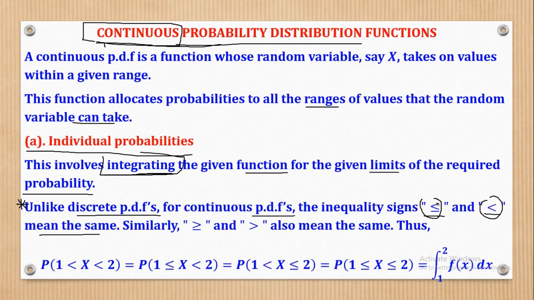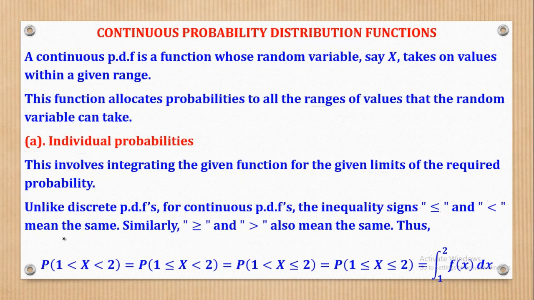That is for discrete. But for continuous, probability of x less than or equal to 3 and probability of x less than 3 all mean the same. The same applies to greater signs. The sign of greater than or equal to and the sign of greater than also mean the same. For example, probability of x greater than or equal to 3 and probability of x greater than 3 are the same under continuous PDF. But for discrete, those two probabilities are different.